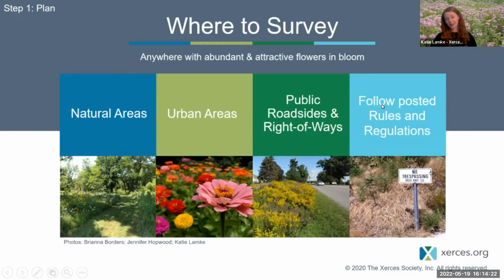And when you're picking a location to survey, you can choose natural areas, urban areas, public roadsides and right-of-ways. Wherever you do choose to survey, make sure you're following all posted rules and regulations, and try and select somewhere that has some abundant blooms, attractive flowers. That being said, if you find somewhere that doesn't have any blooms or flowers, you're still welcome to do a survey there, as that data is still very relevant, right? If we find areas where bumblebees are not thriving, that's still valuable information to know.